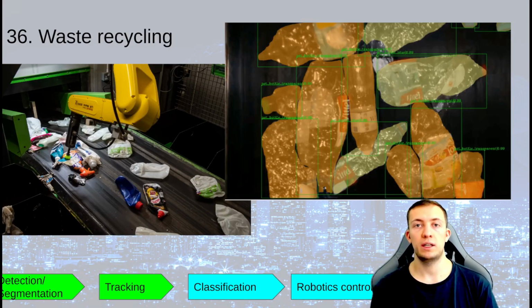36th application is usage of computer vision for waste recycling. Our goal is to create an algorithm of detection and segmentation of different types of recyclable waste on a conveyor lane. Then we can track those objects and, using robotics control, sort them into different bins. The productivity of automated sorting systems could be very high and thus make the recycling process profitable.